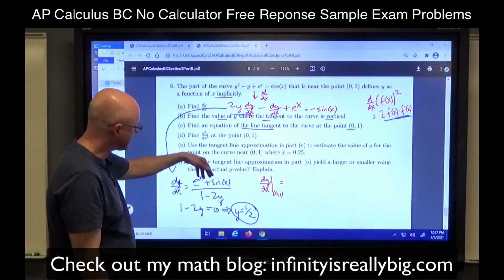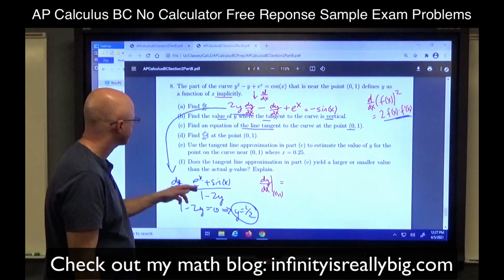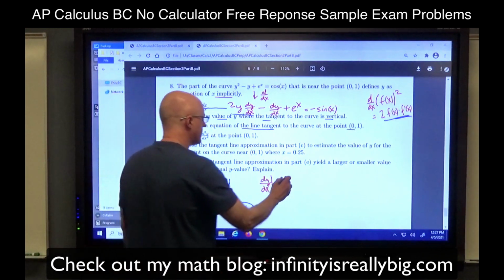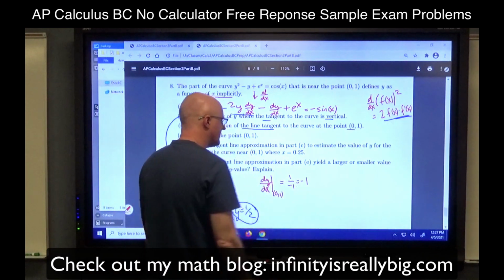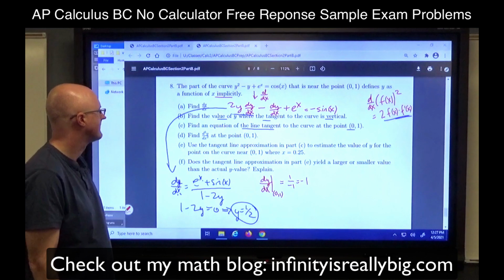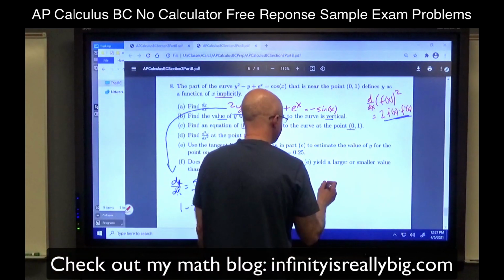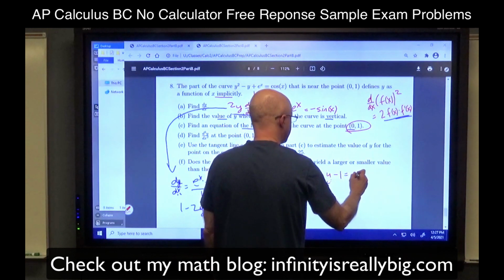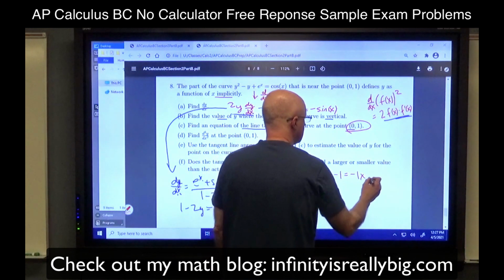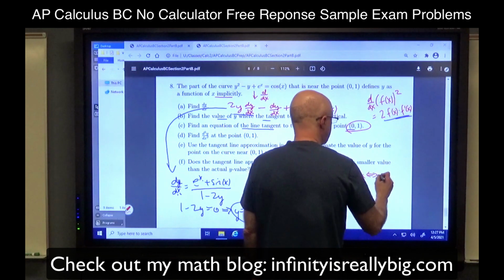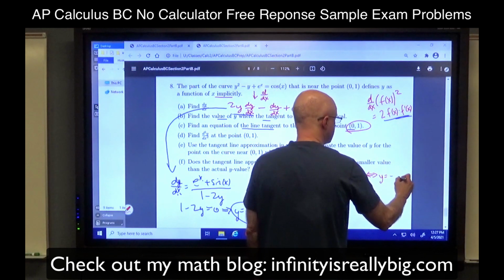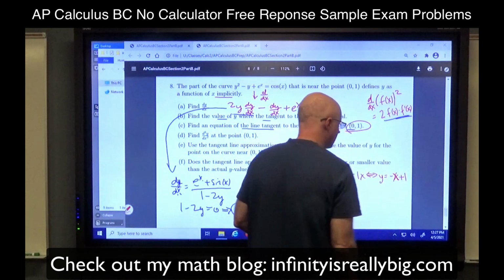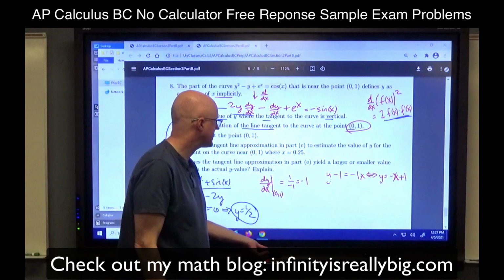e to the 0 is 1. Sine of 0 is 0. 1 minus 2 times 1 is 1 minus 2, which is negative 1. You get 1 over negative 1 for the slope. So the tangent line at that point is going to have equation y minus 1 equals negative 1 times x, which is equivalent to y equals negative x plus 1. There we go. That's the tangent line at that point.